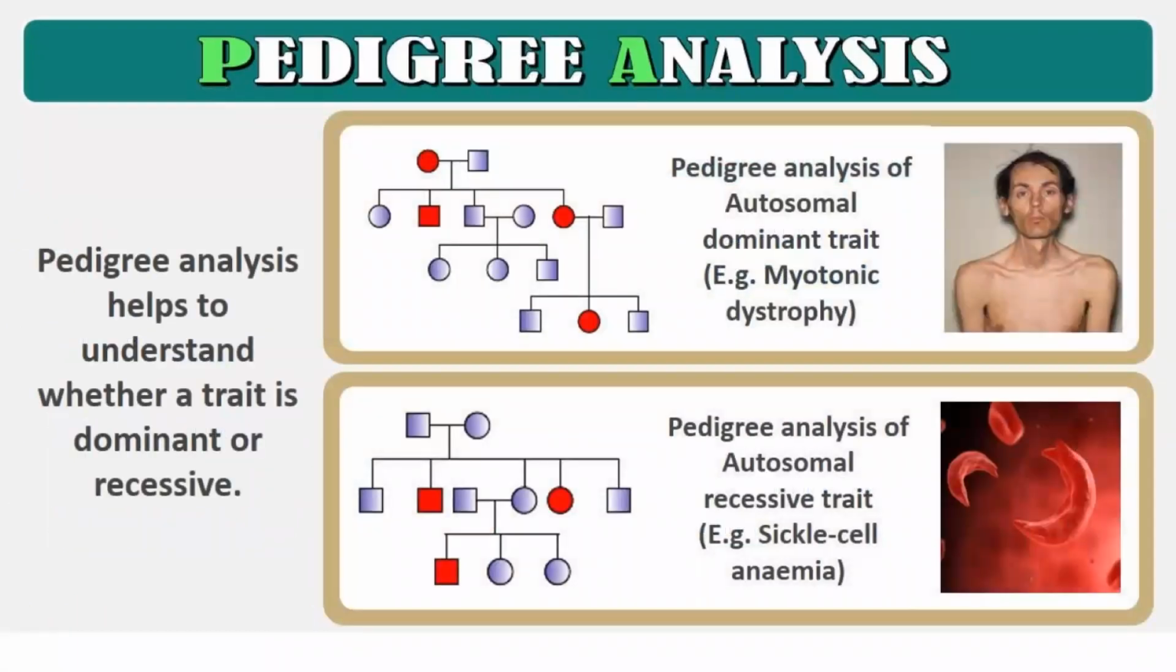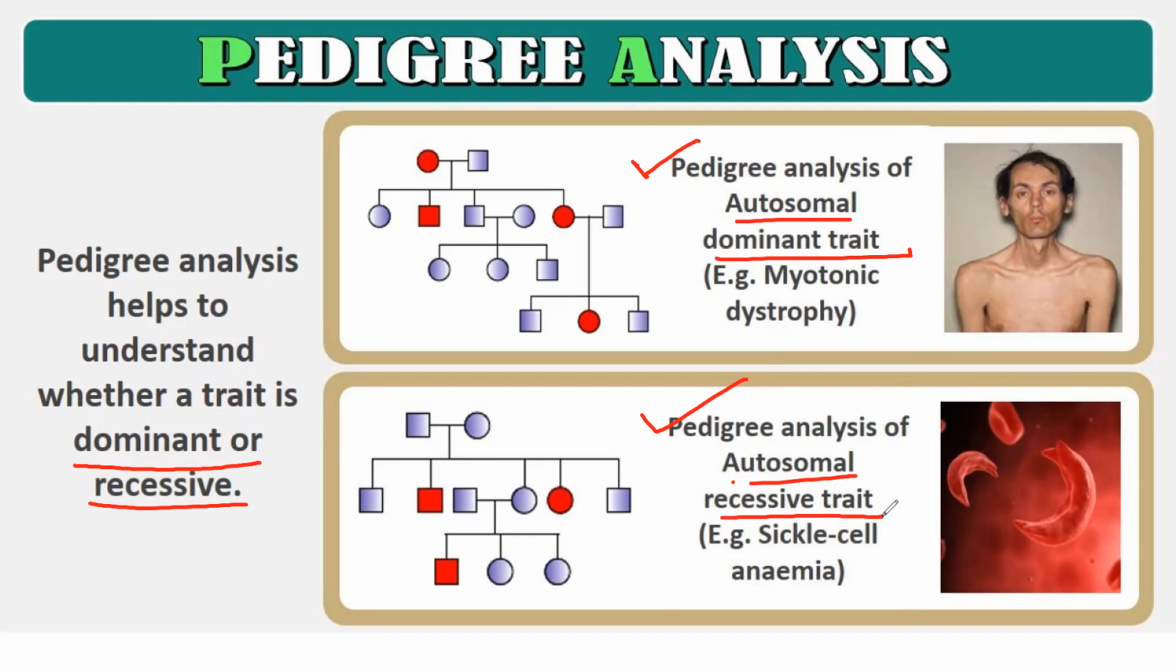Now let us learn more about the pedigree analysis. Pedigree analysis helps us to understand whether a trait is dominant or recessive. How will we come to know whether the trait is dominant or recessive? Here is the pedigree analysis of an autosomal dominant trait, and this is the pedigree analysis of an autosomal recessive trait.